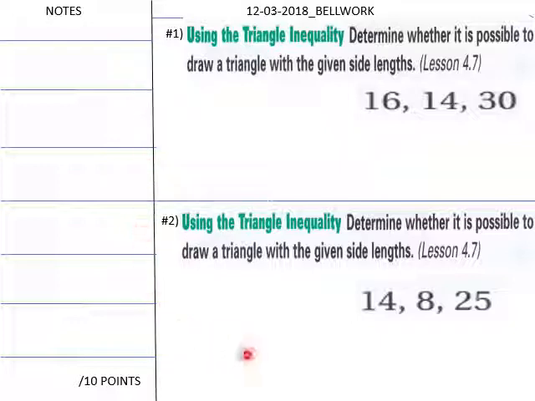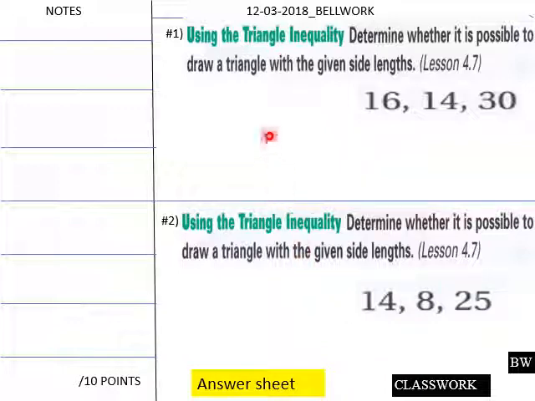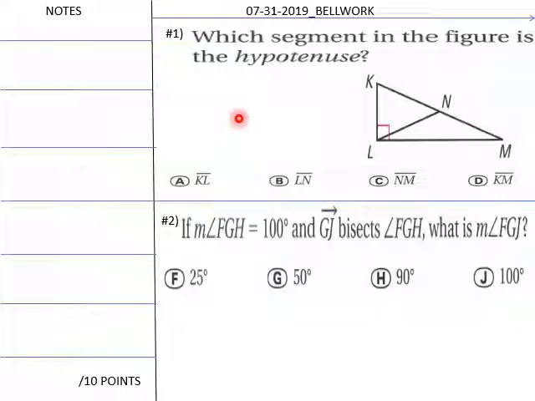Bell work for classroom teachers. Let your students warm up on this. For homeschoolers, warm up on this. Determine whether it's possible to draw a triangle with a given side. Same thing down here. We got two bell works here, class.